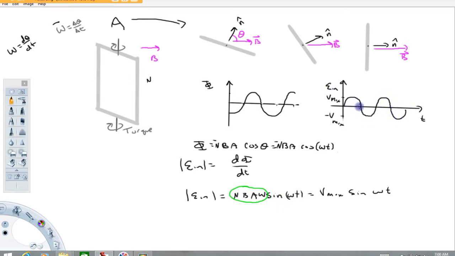Now you'll notice that the voltage, half the time it's in one direction, half the time it's in the other direction. This is what's referred to as an AC voltage, the AC standing for alternating current. And you'll notice that it's sinusoidal. It has a certain frequency. The frequency is the number of cycles per second. It has a period. I usually just put big T for period, which is the time to complete one cycle.